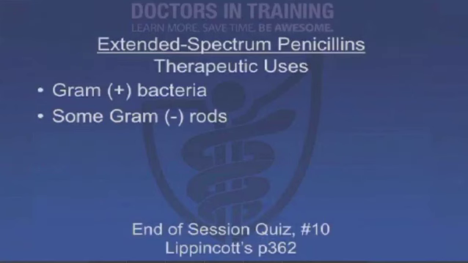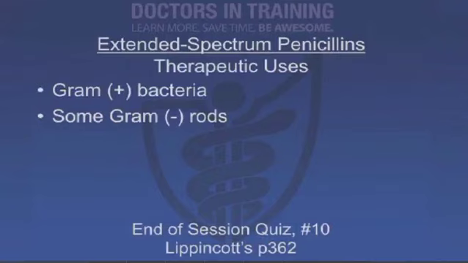Next. What bacteria are covered by the extended spectrum penicillin? So we went over this in a previous question. Let's go over it one more time because you're going to get questions on this for sure. So first, don't forget gram-positive bacteria, getting that gram-positive bacteria in most cases, and that's why we use it for a lot of upper respiratory infections. But gram-negative rods is also important to remember.